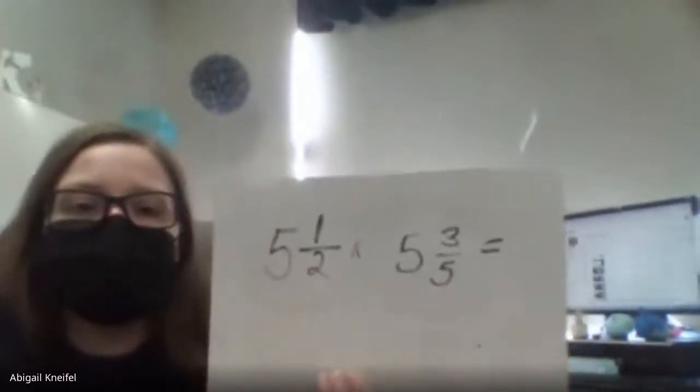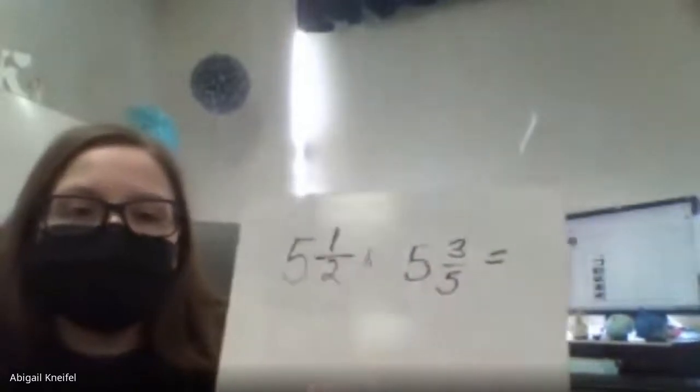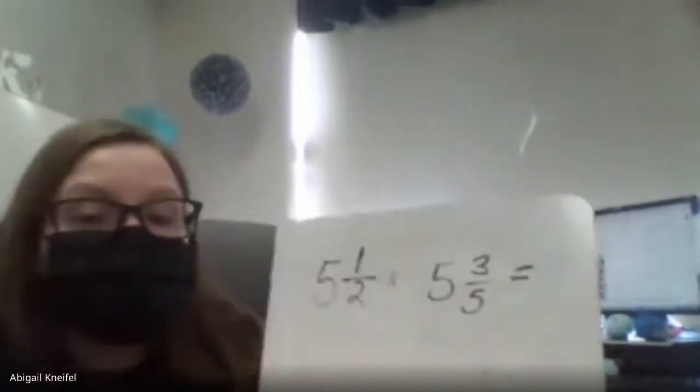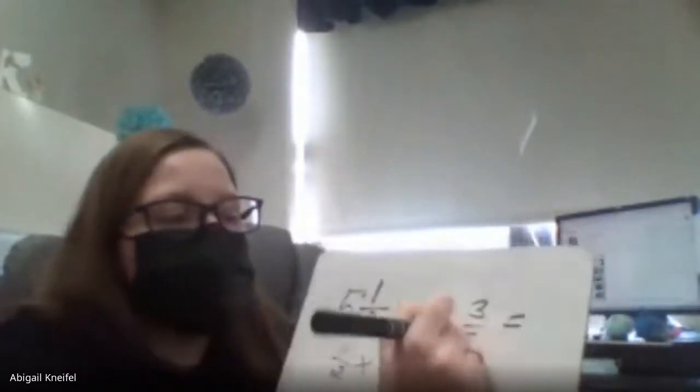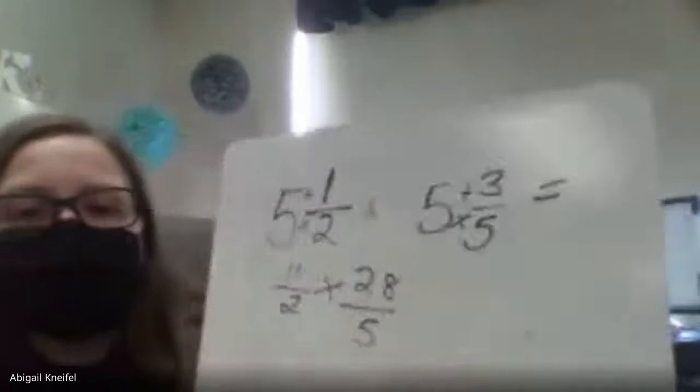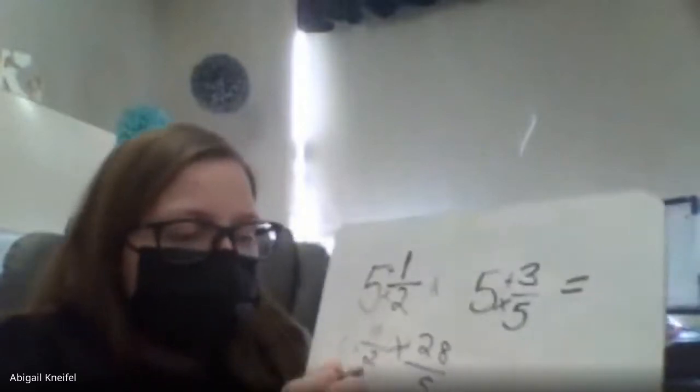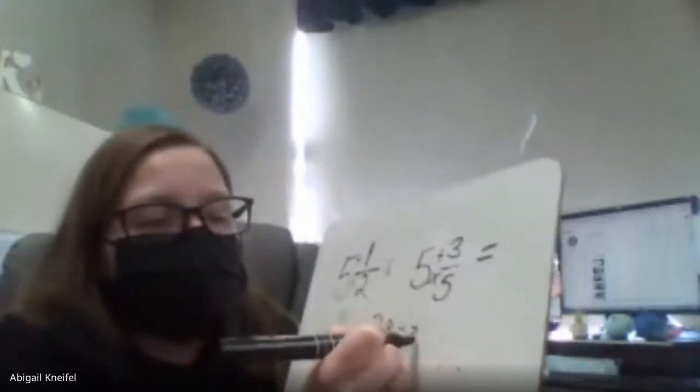All right, this problem's a little bit longer, and that's okay. Let's work through it. Eyeballs on my board. It's okay if you didn't finish. Work through it with me. First step, I change my mixed numbers into improper fractions. 2 times 5 plus 1, 11 over 2 times 5 times 5 plus 3 is 28 over 5. 5 and 11, I cannot cross simplify, but I can cross simplify 28 and 2 because they are both even. 2 goes into itself 1 time, so now I have 11 over 1 times 2 can go into 28 14 times, which is 14 over 5.